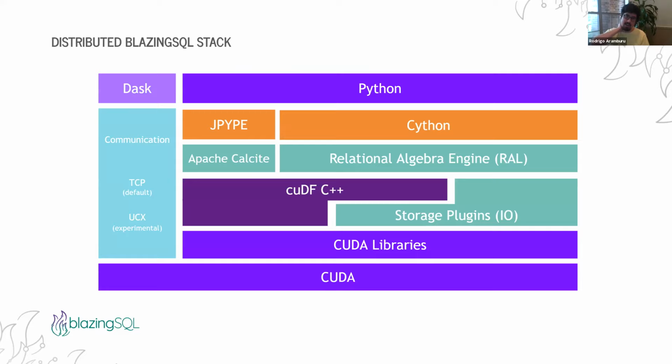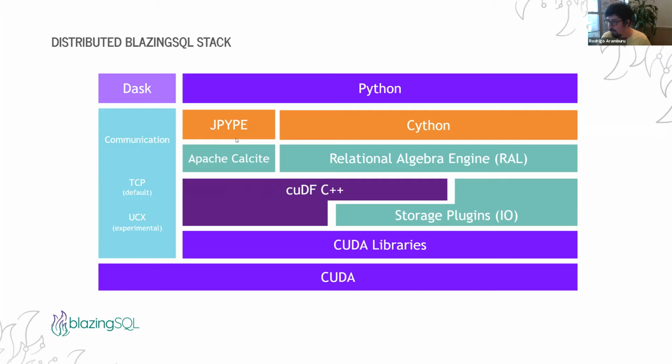This is a slide I actually just found again. I used to show this off a lot, a little over a year ago, because Rapids is only 2 years old. The reason I wanted to show it, for anyone who's not familiar, is Blazing SQL basically looks a lot like what cuDF looks like. If you look at cuDF, it's basically this layer to Cython to Python. And we just added a few different components into it, like our communication layer, this Apache Calcite, this relational algebra engine, these storage plugins that take SQL statements and convert them.